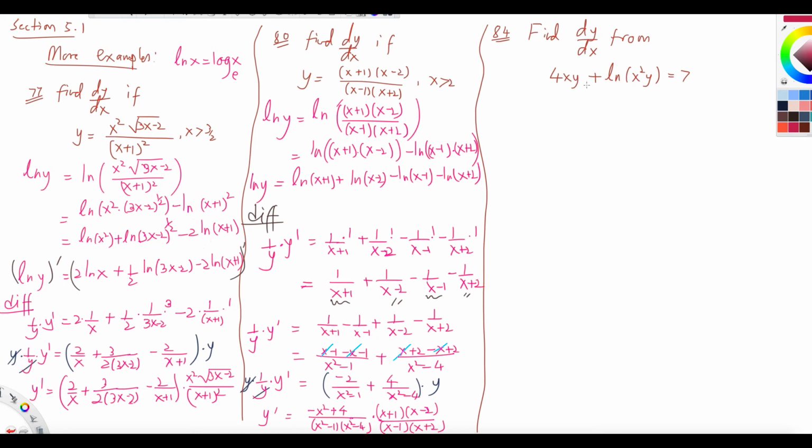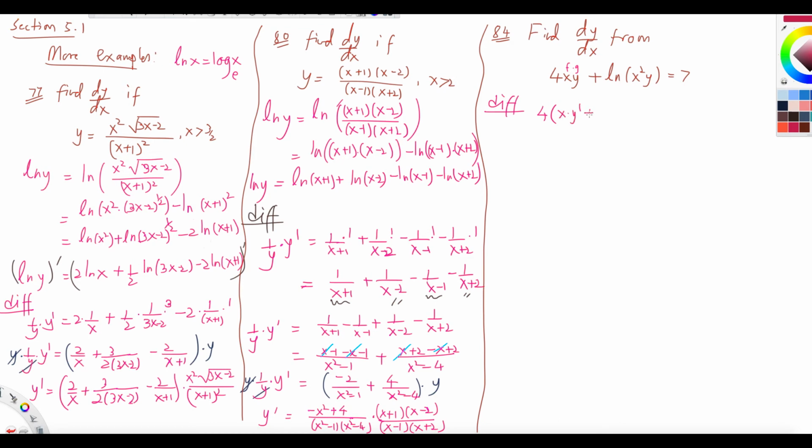Okay, let's do that. So let's do the differentiation on both sides and find the derivative. So here 4 times, it is like f times g, or you can write u times v, right? What is the derivative of f times g? The product rule. So f times g prime, right?